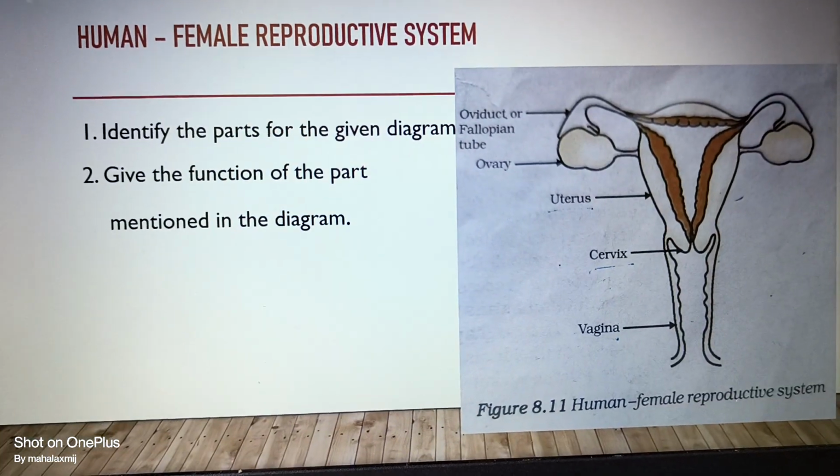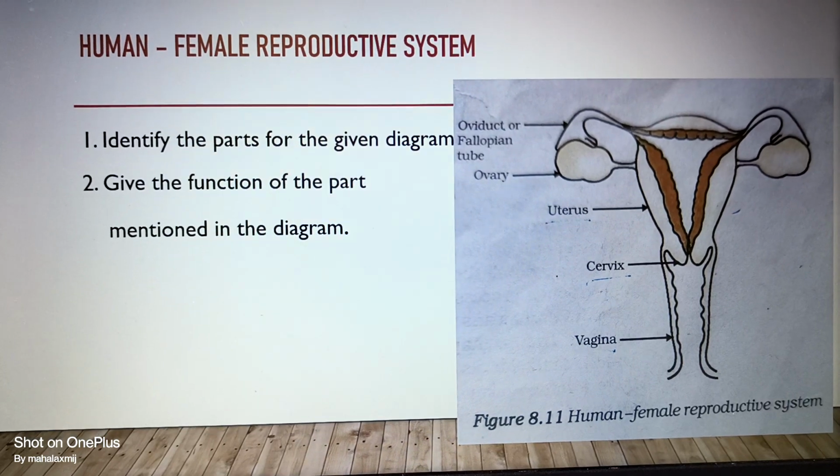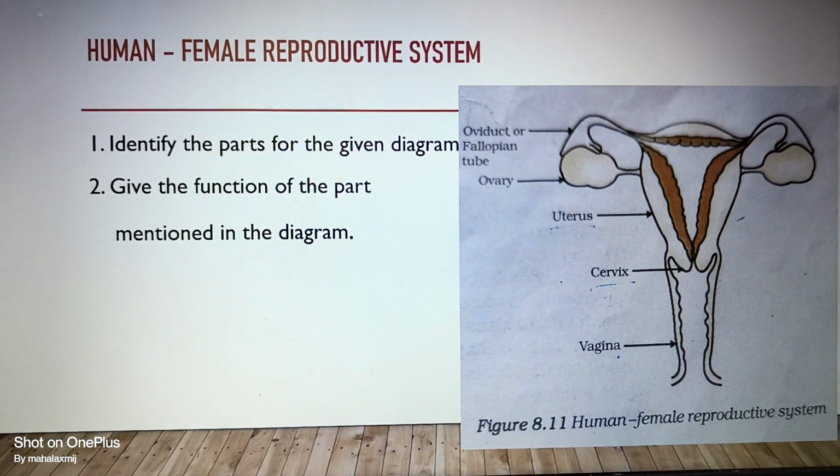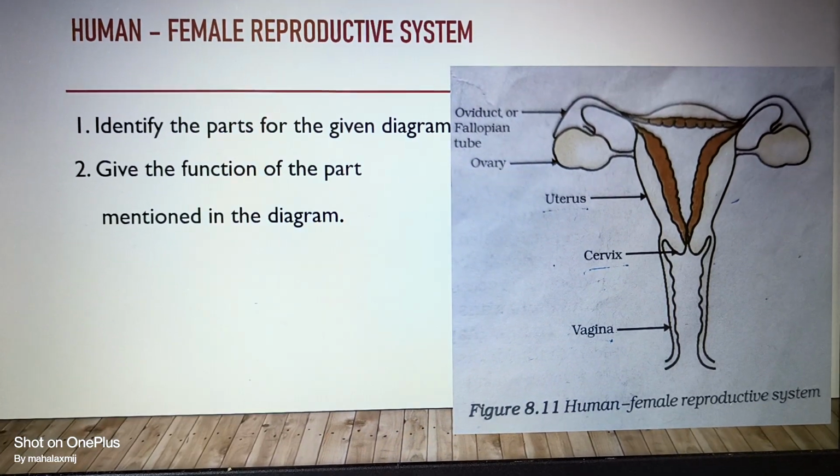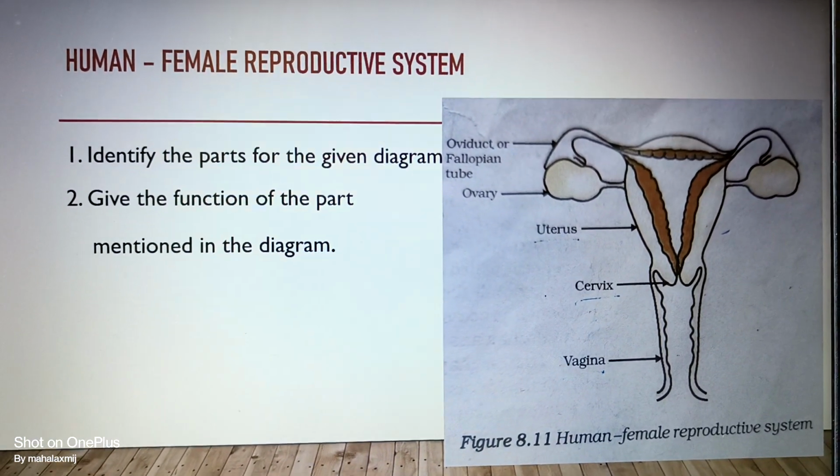And the next comes is human female reproductive system. Here also same question will be asked. They will give you the diagram and you have to identify the part. If part is already mentioned, and they will ask you to write its function.